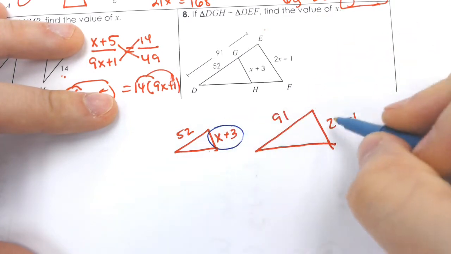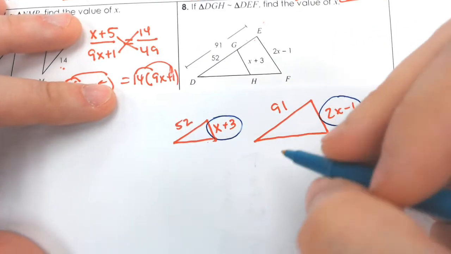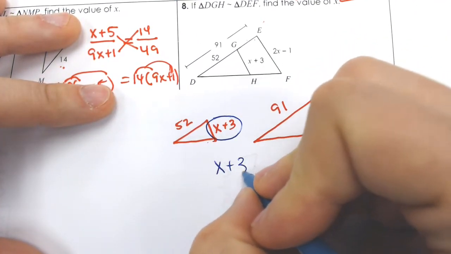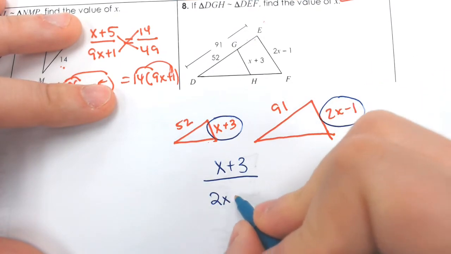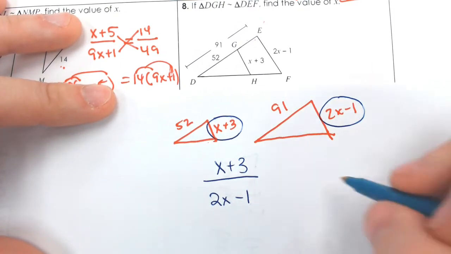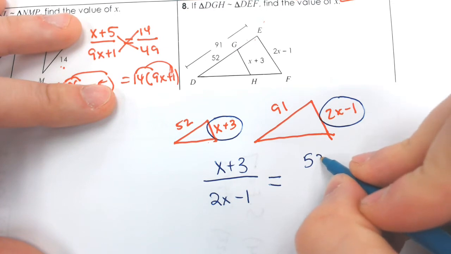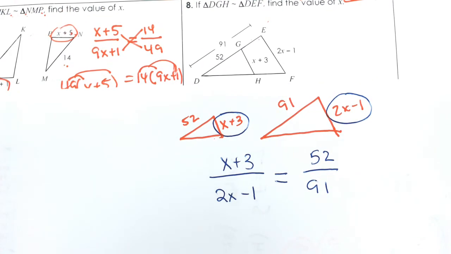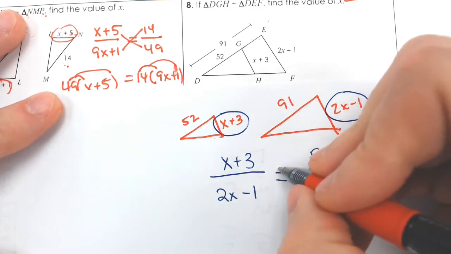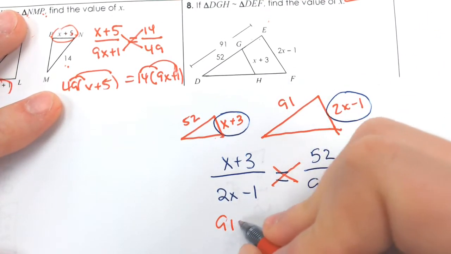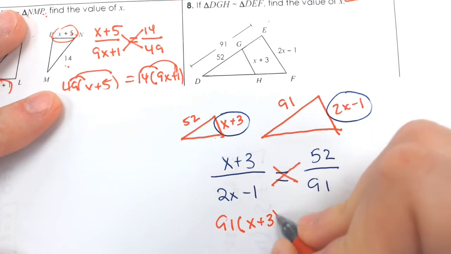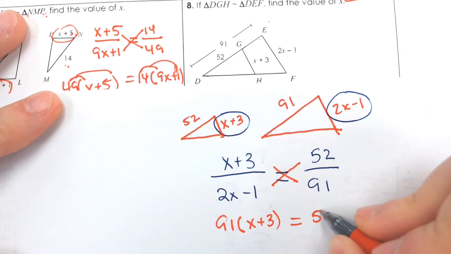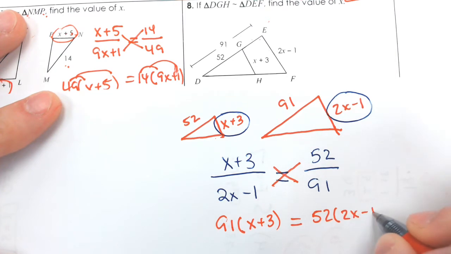Small shape over bigger shape. X plus 3 over 2x minus 1 would equal small shape over bigger shape. A lot of these times the problems are just going to have bigger numbers. Don't panic, it's still the same thing. Cross multiply. 91 has to multiply with x plus 3, and that would equal 52 multiplied with 2x minus 1.